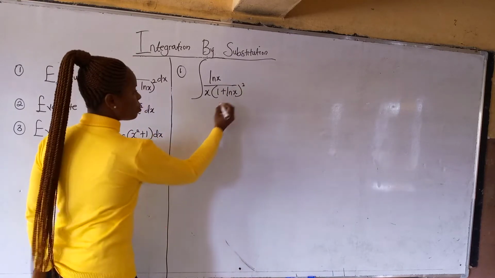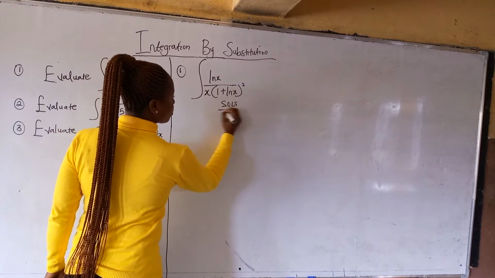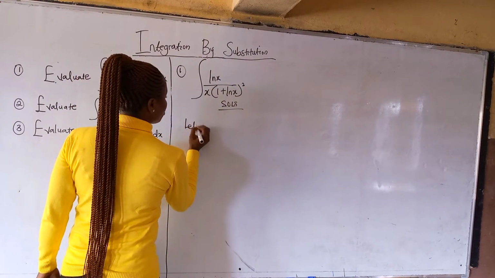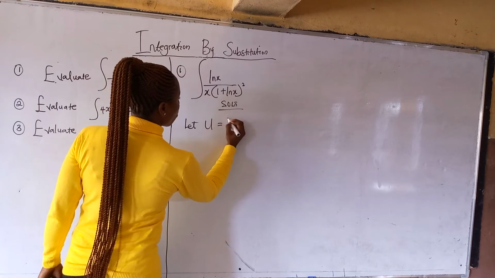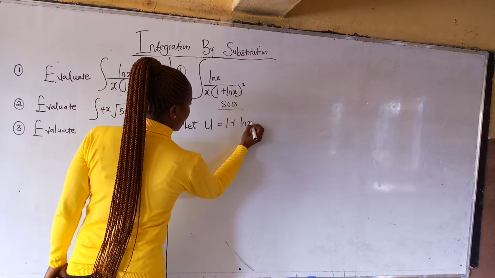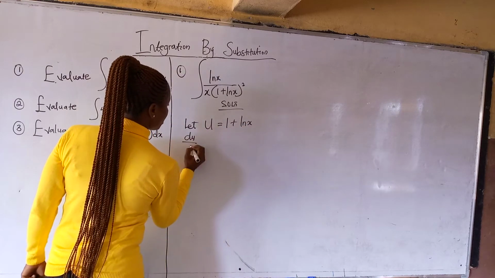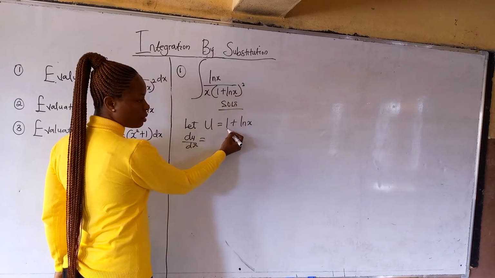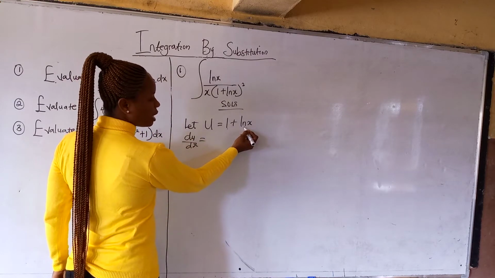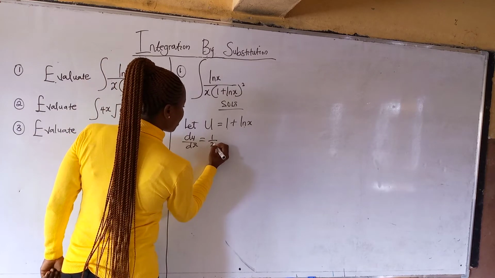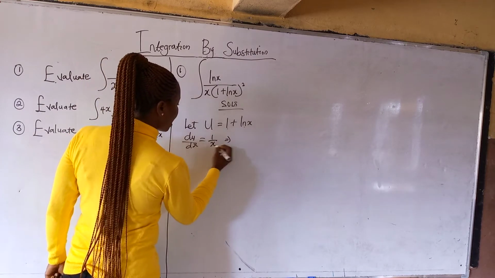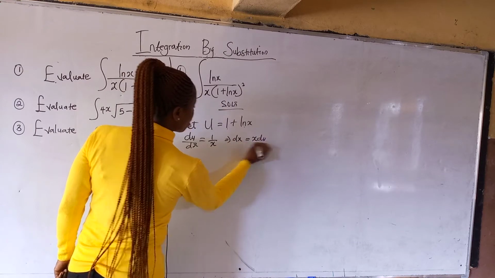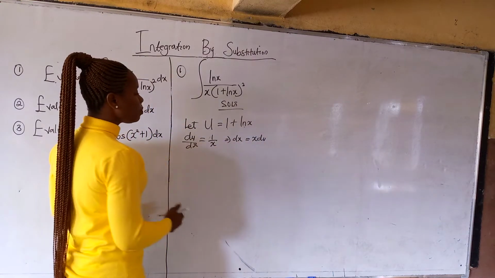Now, first and foremost, you write your solution. By substituting this, you say let your u be what? 1 plus ln x. So that my du/dx is what? When you are differentiating a constant, you have 0. If you differentiate ln x, you have what? 1 over x. So that if I cross multiply, I will have that my dx equals to what? x du. Cross multiply, you have this.